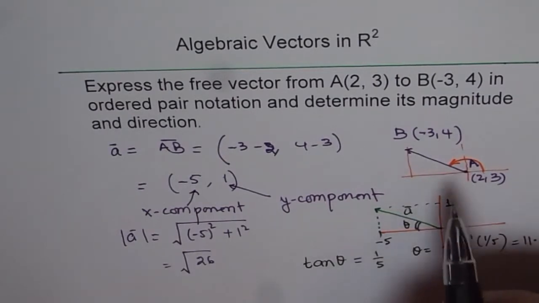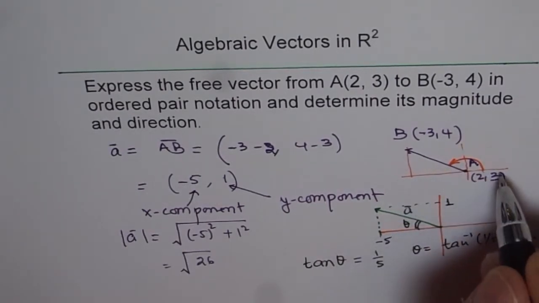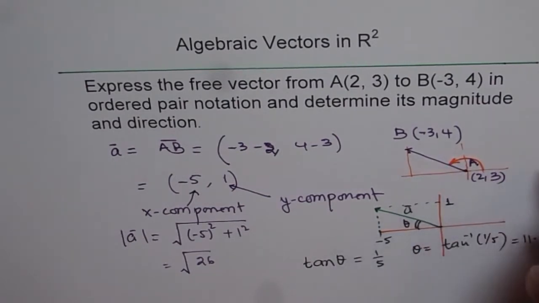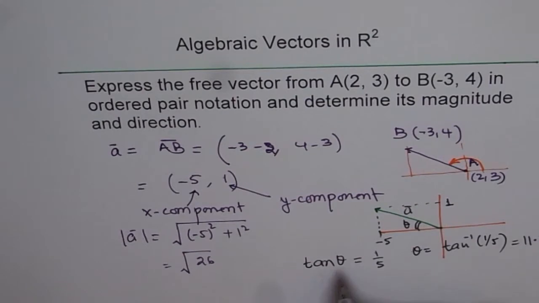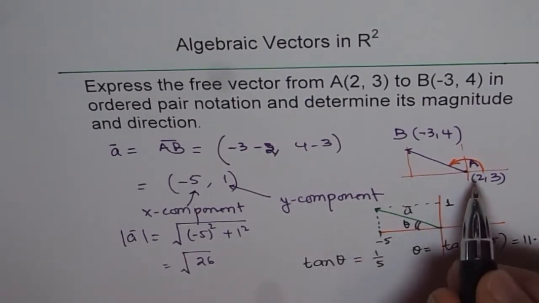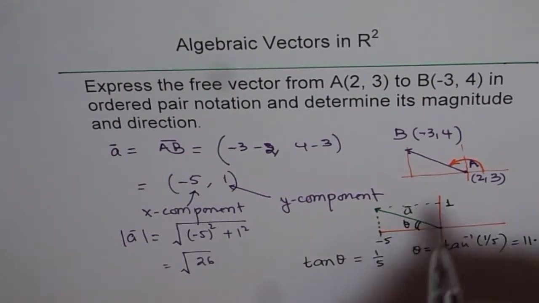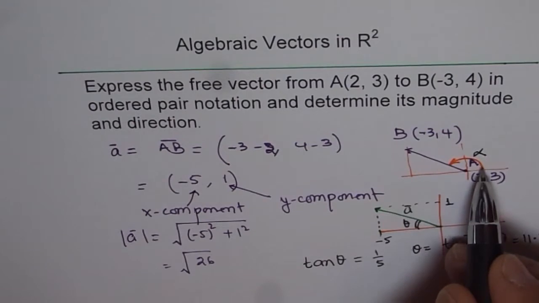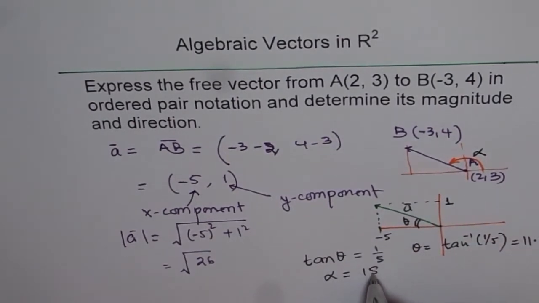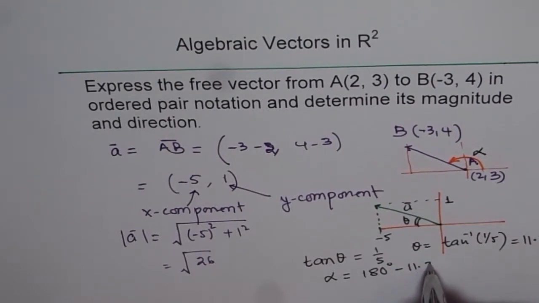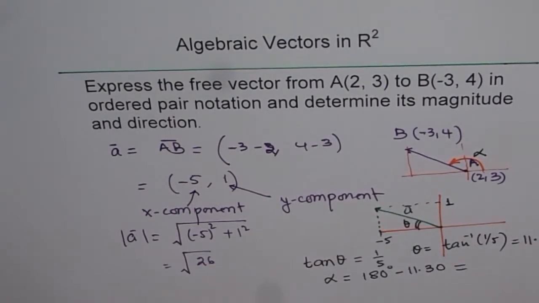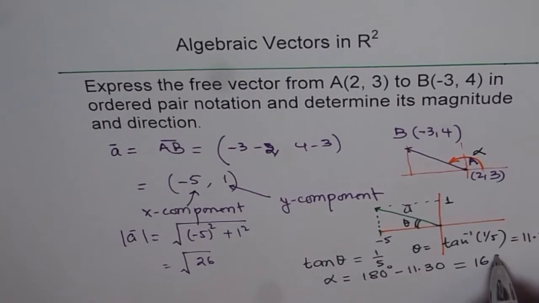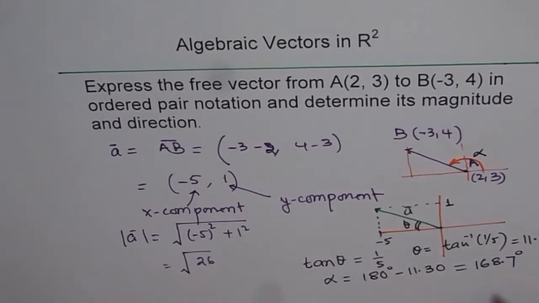Now it is customary to write this angle as a principal angle from the positive x-axis, right? So that is one way of writing. So from the positive x-axis, let's say this angle is alpha. So we say the direction in which it is going from the positive x-axis counterclockwise is alpha equals 180 degrees minus 11.30, and that gives us 168.7 degrees. So that is one way of saying it.